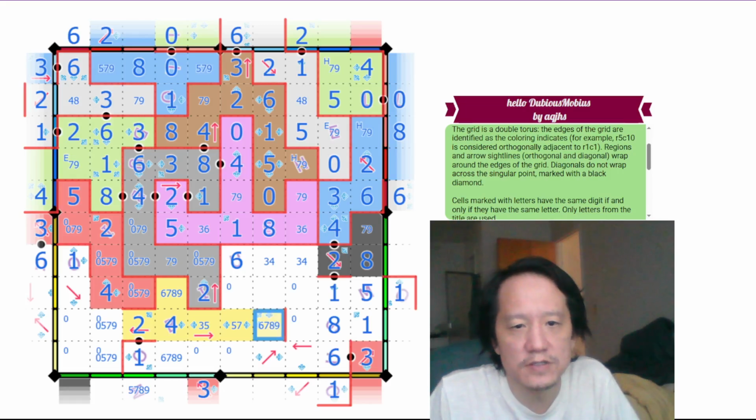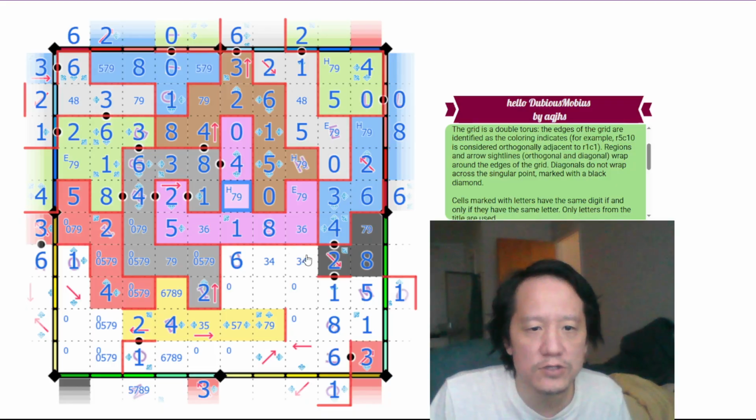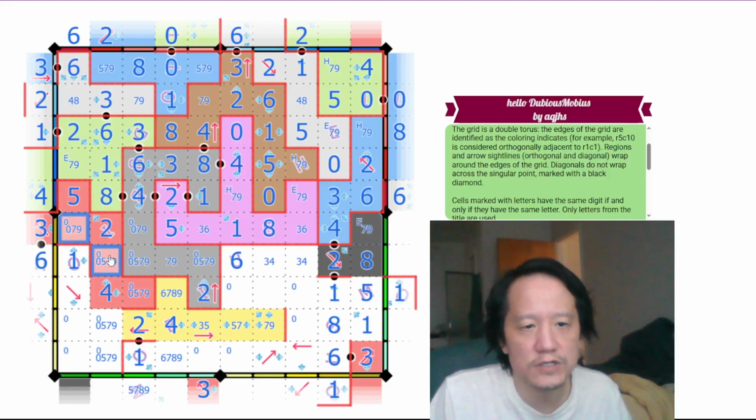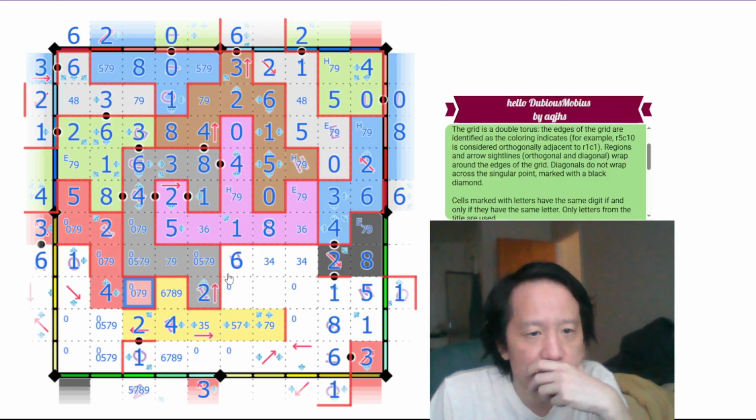This can't be 6 or 8 because of the 6 or 8 in the column. This is H, so this must be E, which forces this to be H. This H here means this is E. This red region does not have a 5, so this can't be 5. This can't be 5. We have a 0, 7, 9 triplet in the red region.